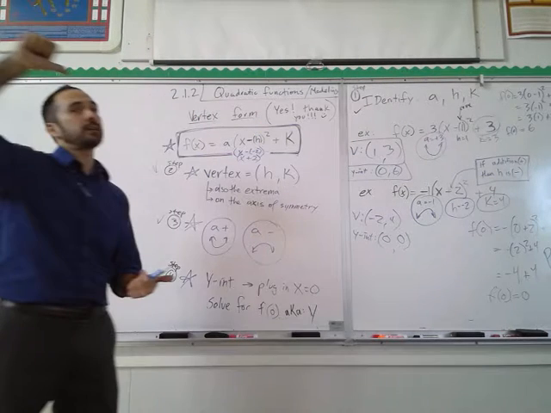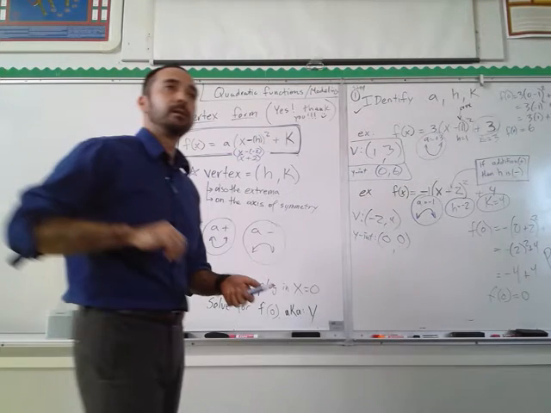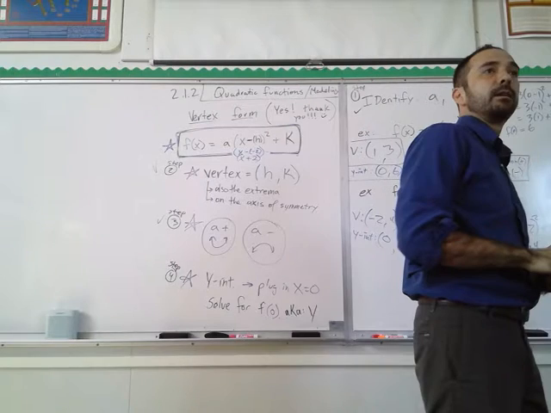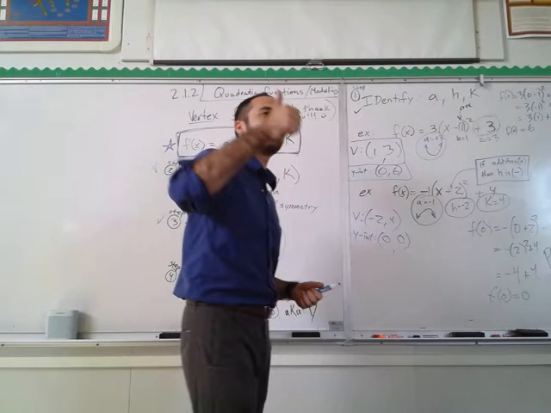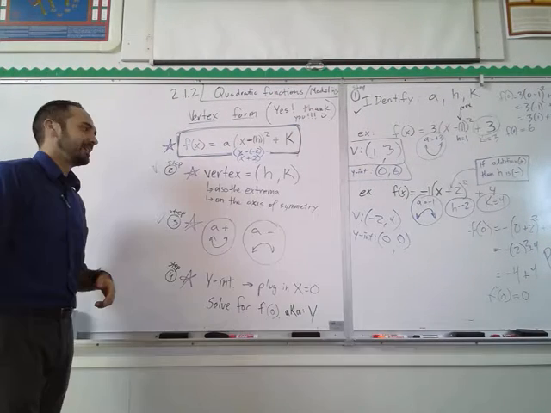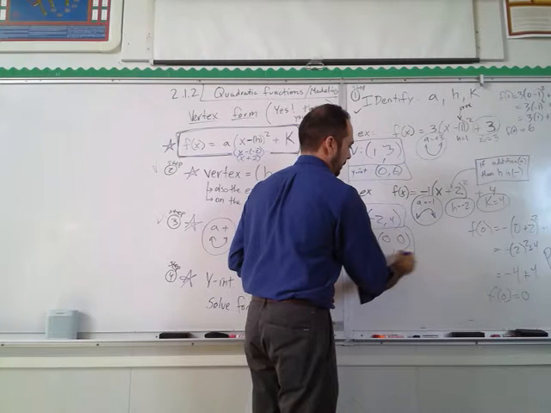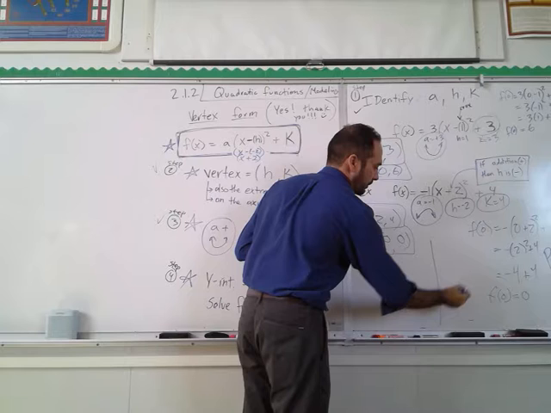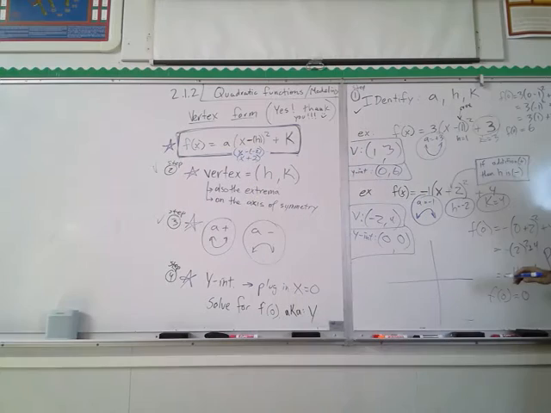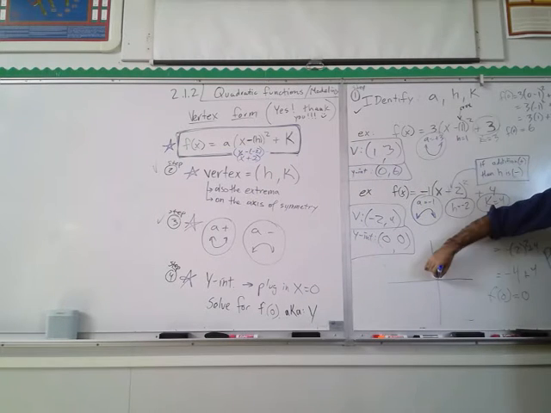Okay, all right, so we have this. Now watch how quick I can graph this. I go in here. I know that the y-intercept is at (0, 0). My vertex is at (-2, 4).